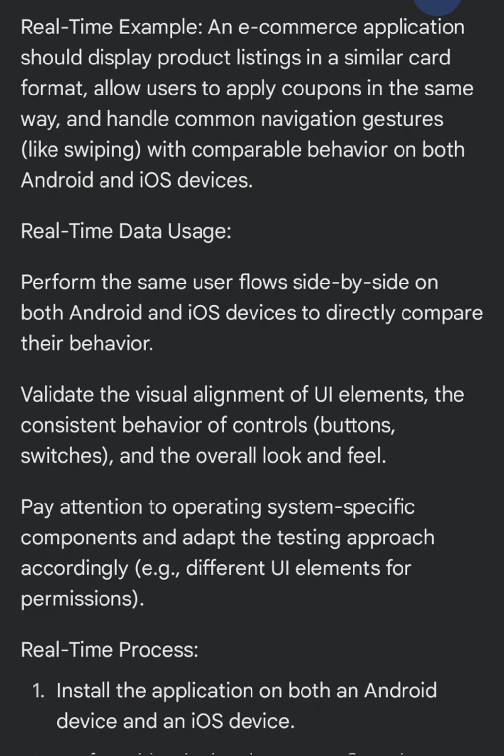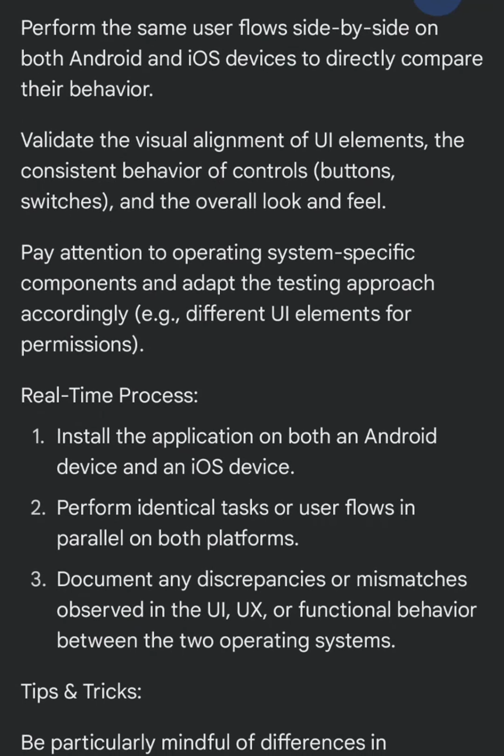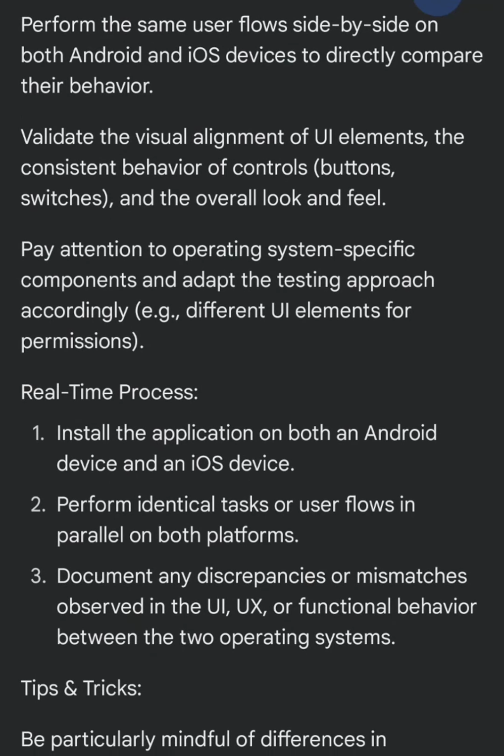Real-time data usage. Perform the same user flows side by side on both Android and iOS devices to directly compare their behavior. Validate the visual alignment of UI elements, the consistent behavior of controls, buttons, switches, and the overall look and feel. Pay attention to operating system-specific components and adapt the testing approach accordingly, e.g., different UI elements for permissions.